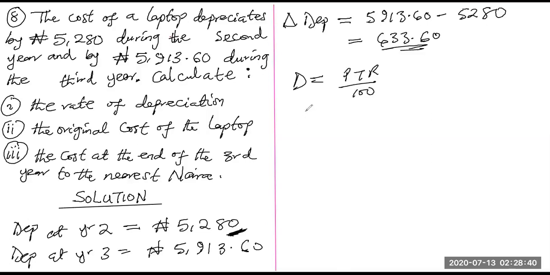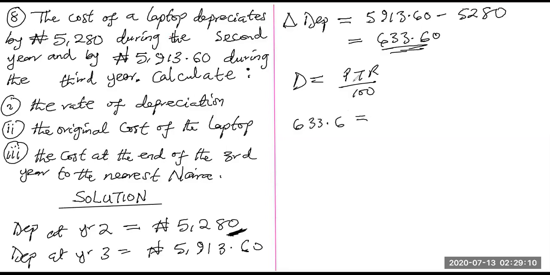What does it mean? It means that they invested this amount, which is our principal, and this is the depreciation they got, not the interest now. So they invested this as the principal, and they arrived at this depreciation between the second and the third year.